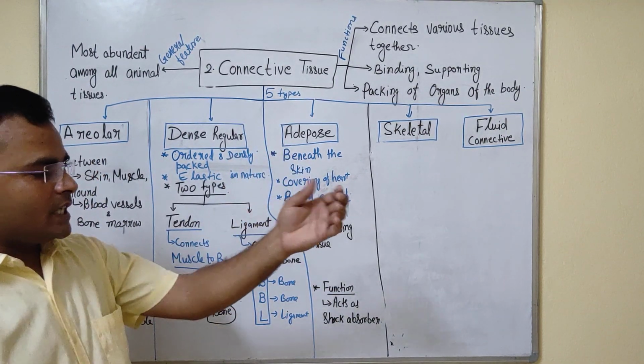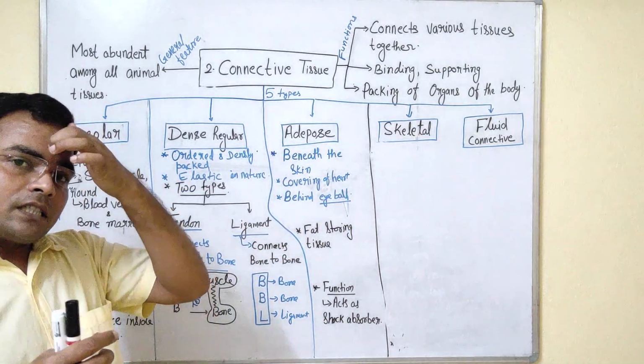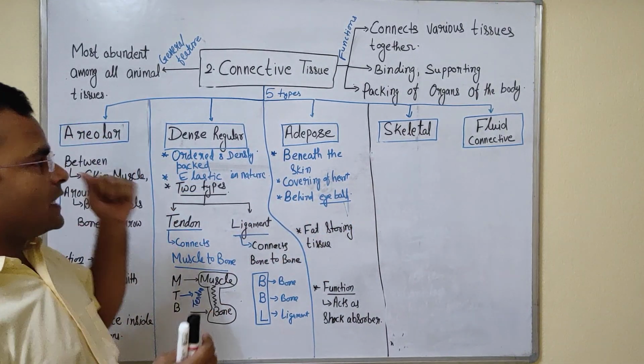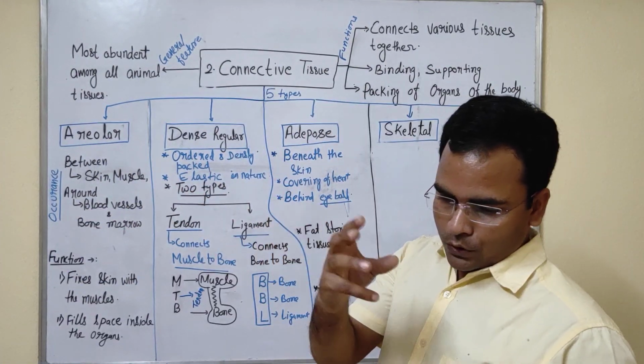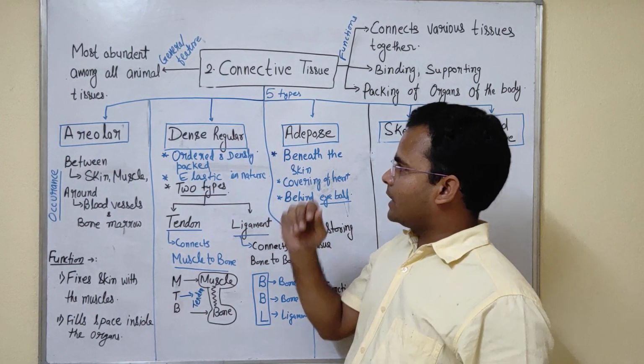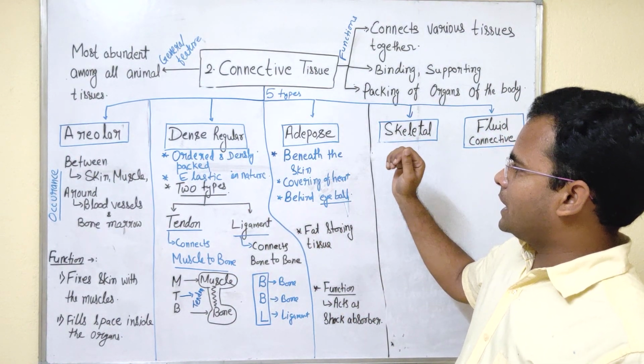So it is present beneath the skin. Now we have seen the cementing material like the areolar tissue. We have seen the connecting material, like the bone to bone and muscles to bones will be connected by the dense regular, like two types, tendon and ligaments. Third one is the adipose tissue.